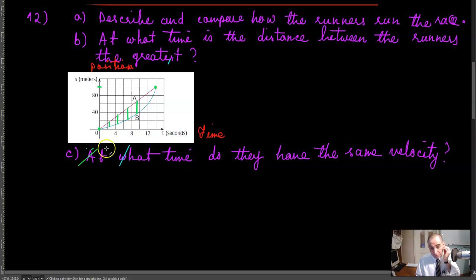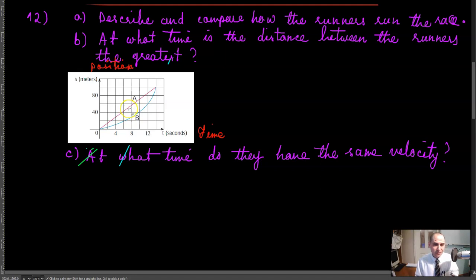And basically, at what time do they have the same velocity? So the same velocity, this is something that you need to understand clearly for these graphs. You see over here the rate of change of position versus time is velocity, right? The rate of change of position with respect to time is velocity.